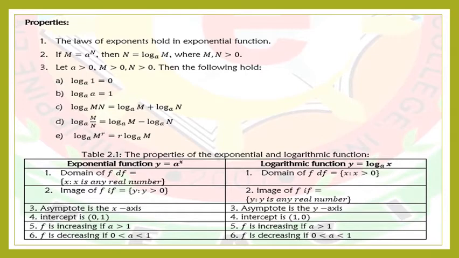And then, if m is equal to a to the power of n, then n is equal to the log of m with the base e, where m and n must be greater than 0. The other property is, let a greater than 0, let m greater than 0, and n greater than 0, then the following hold. First is the log of 1 with the base e equals to 0.